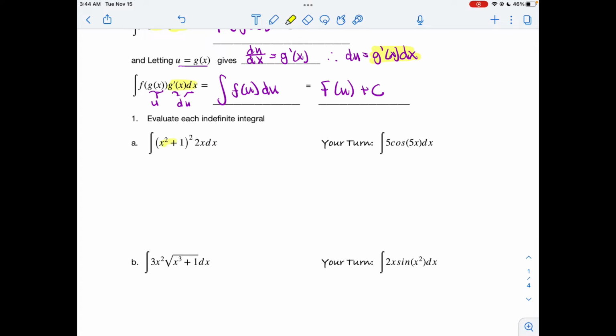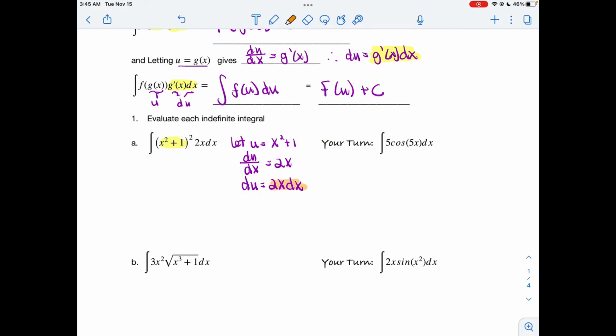So we're going to evaluate each of these indefinite integrals. First thing I notice is that x squared plus 1 is an inside function. So I need to let u equal x squared plus 1. Now I'm going to find the derivative of u with respect to x, which will be 2x, and then do the differential. I see that du is equal to 2x dx.